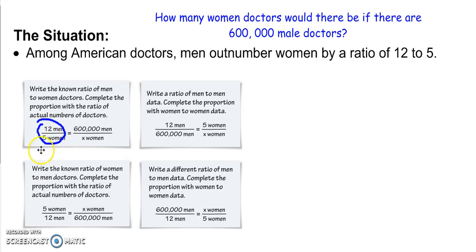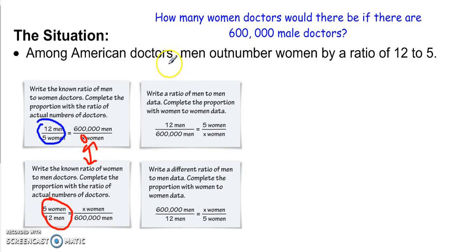So the first way we do it, like we were talking about, 12 men to 5 women. If there are 600,000 men, how many women would there be? So we're solving for how many women. That's the first way to write it. The second way to write it is to write the ratio of women to men, so 5 women to 12 men, and complete the proportion with how many women if there were 600,000 men. Notice that these two are really the same thing. It all depends on whether the men or the women are in the numerator of each side of my proportion.